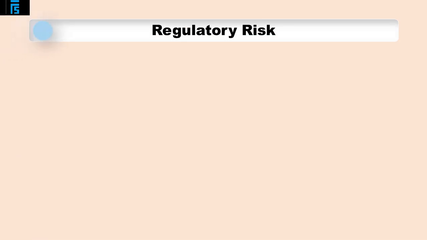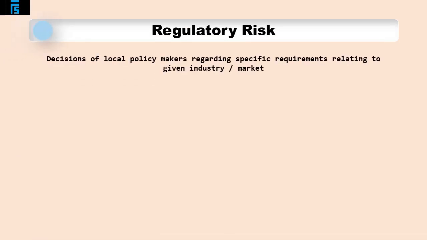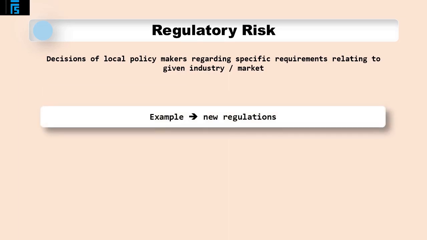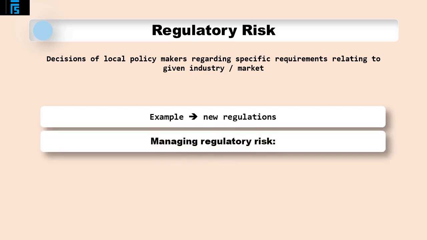Regulatory risk is similar to political risk because it materializes through decisions of local policymakers regarding specific requirements relating to a given industry or market. New regulations may be of a general nature that is related to all entities in a given jurisdiction, such as anti-monopoly laws, or of a specific nature, which means that they are aimed at certain industries only. For example, new regulatory requirements related specifically to the banking sector or to health services. There is no simple recipe for managing regulatory risk.